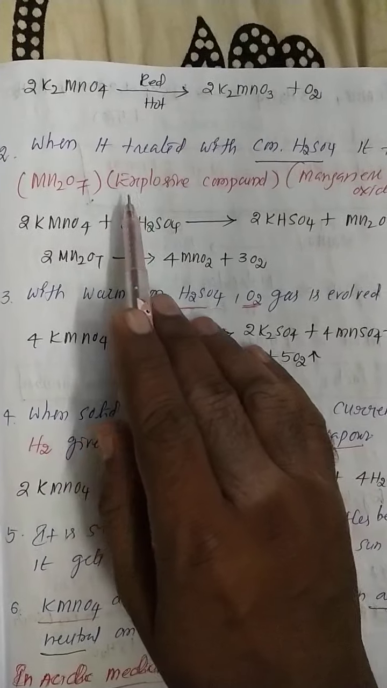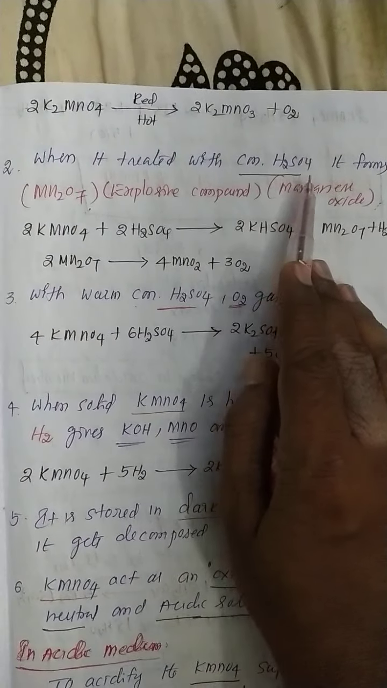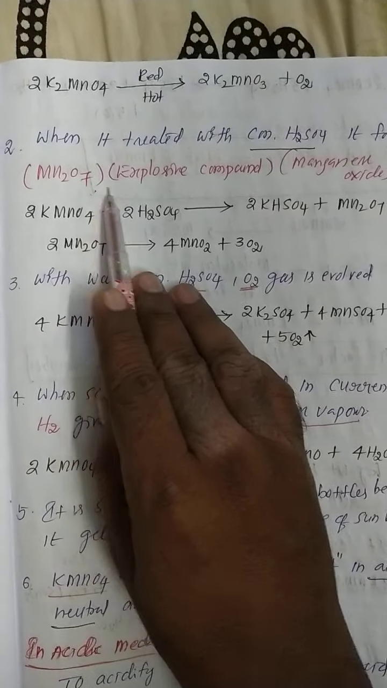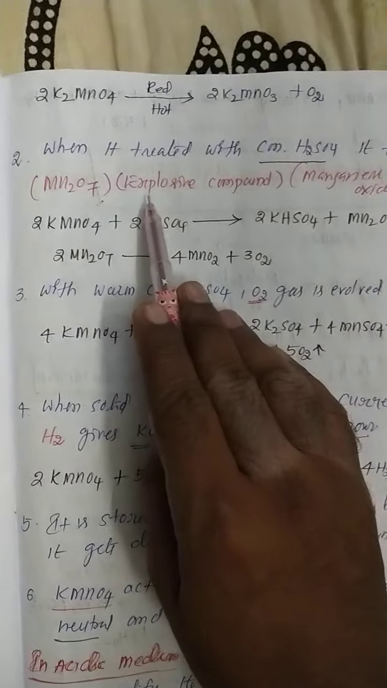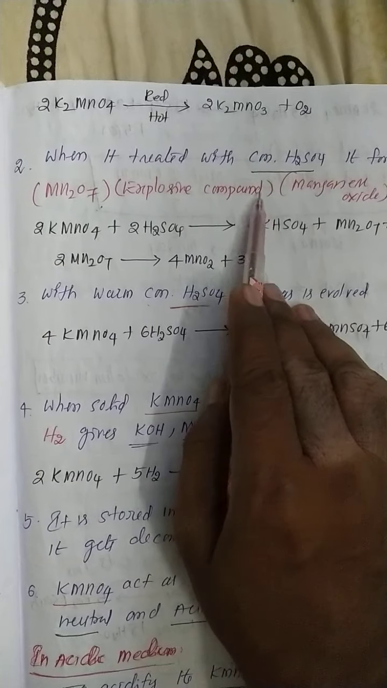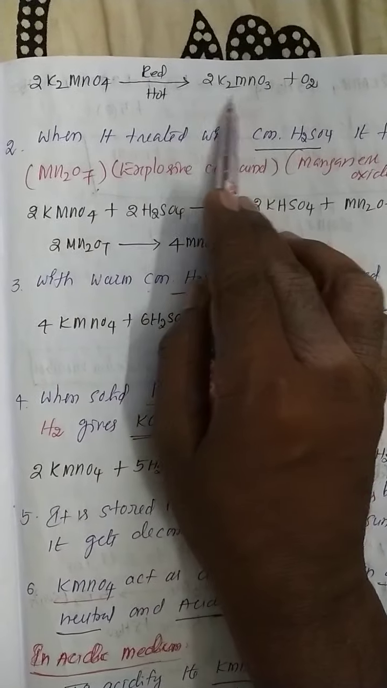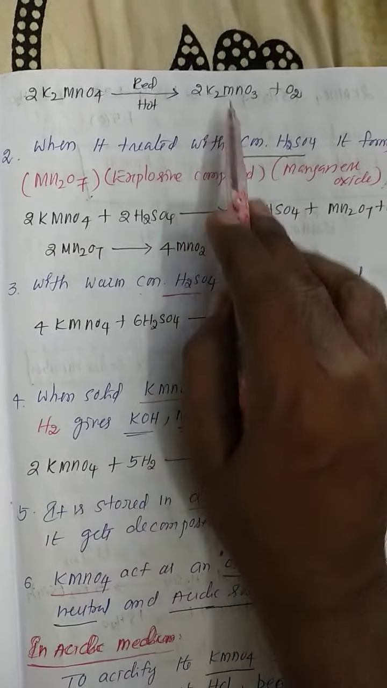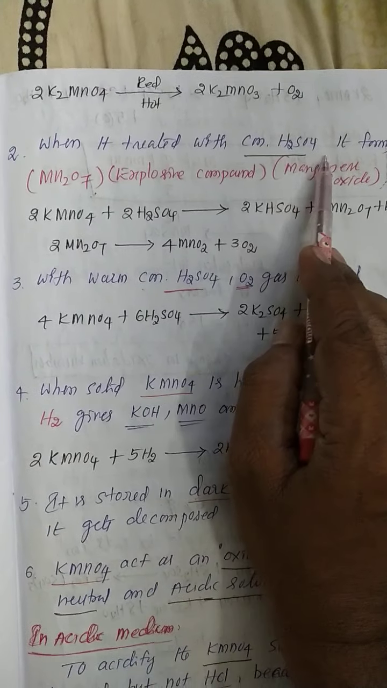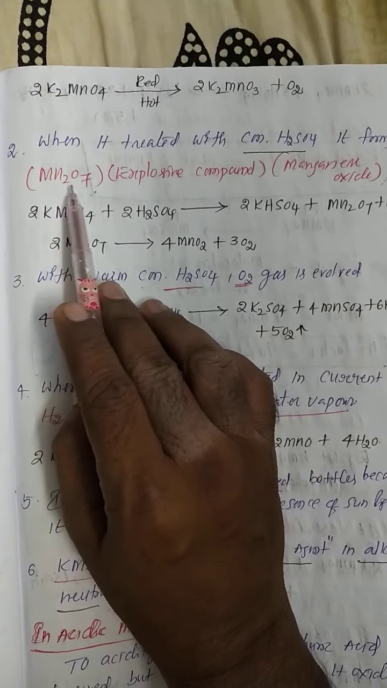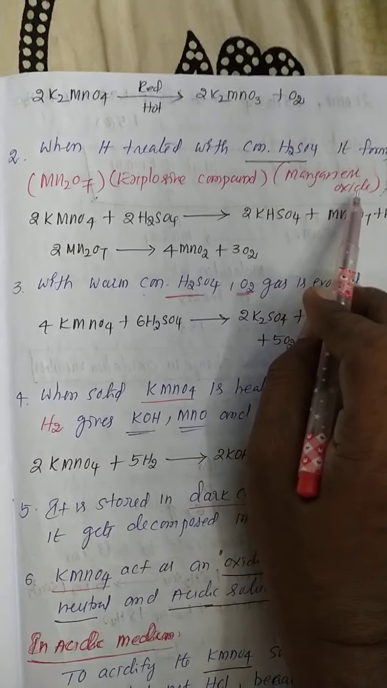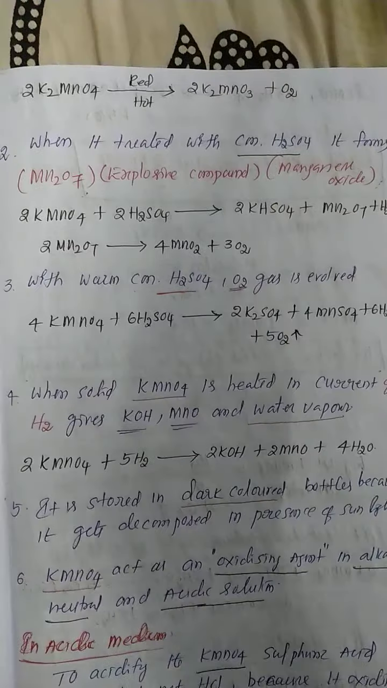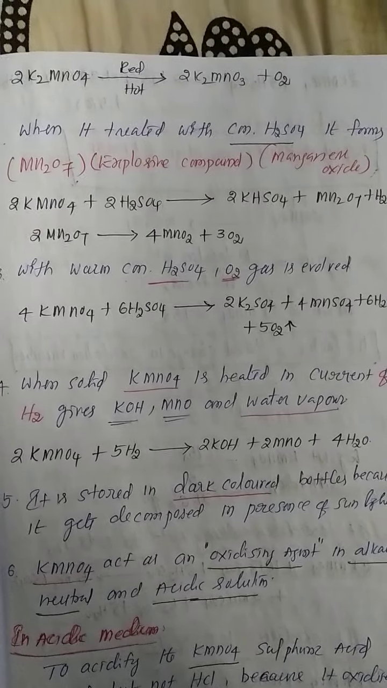And after that, when it is treated with concentrated sulfuric acid, it forms Mn2O7, a manganese oxide, which is an explosive compound. Most important point: when this compound K2MnO3 is treated with concentrated sulfuric acid, it forms Mn2O7, commonly known as manganese oxide. Manganese oxide is an explosive compound. It is a very important point. It is an explosive compound.